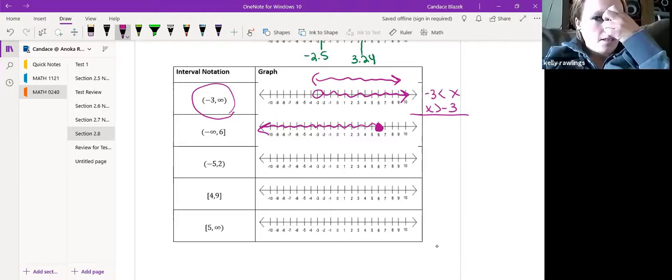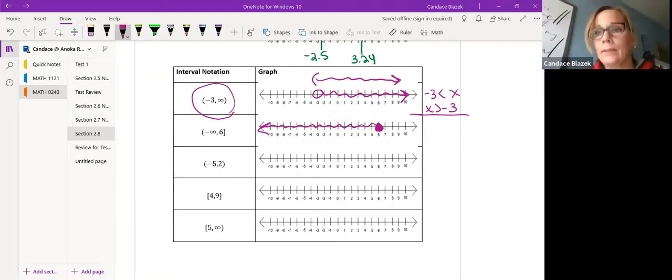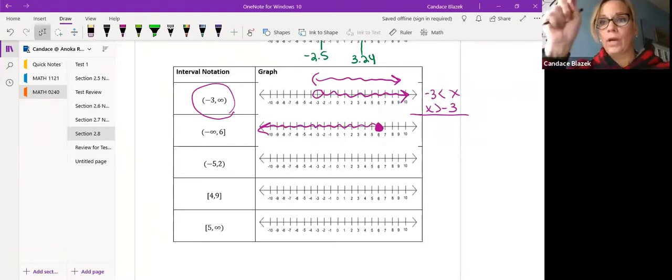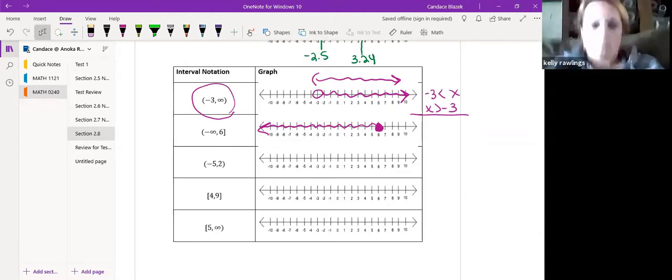I have a question. With the one that we're doing right now, the bracket is what indicates that it's the closed circle, right? Exactly. The curve means we do not include it. The square means we do include it. Thank you for asking that, Kelly.